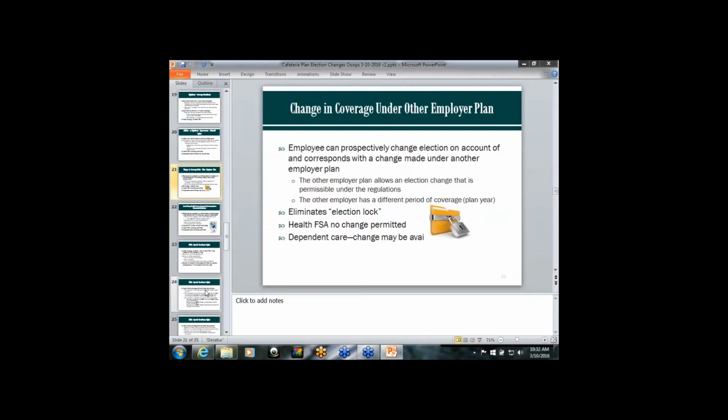With health FSAs, there's no change permitted. And also, with dependent care assistance, this could come into play. So maybe a provider is making a change or whatever. Or maybe now the spouse is eligible for dependent care, and you don't want to be locked into what the employee has elected under your plan. So again, just some tidbits to watch for.